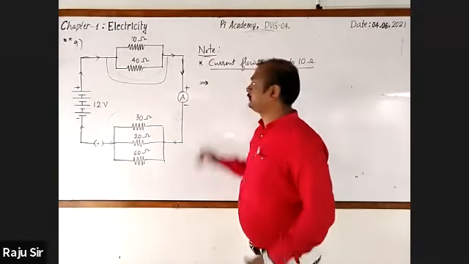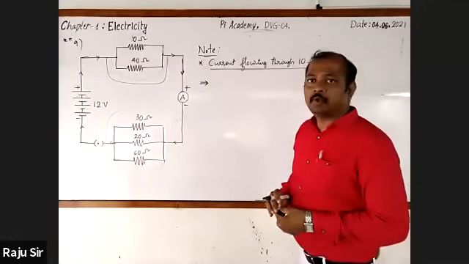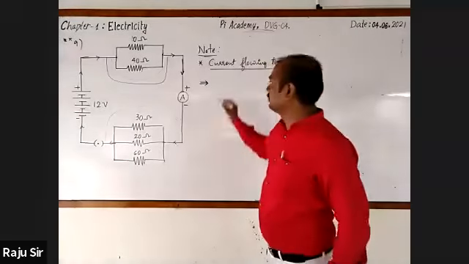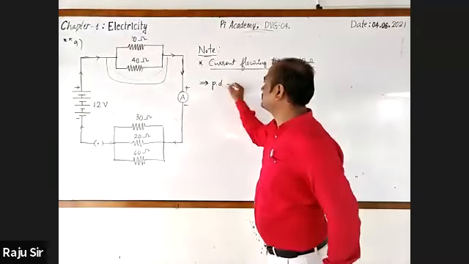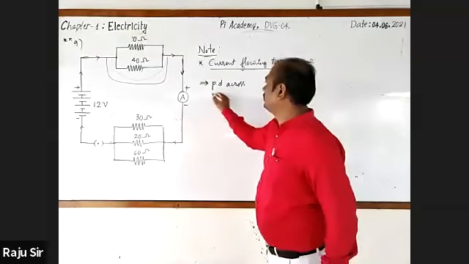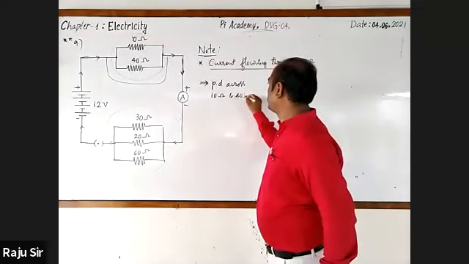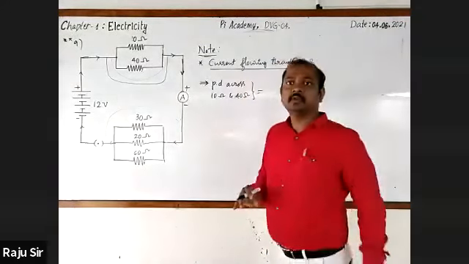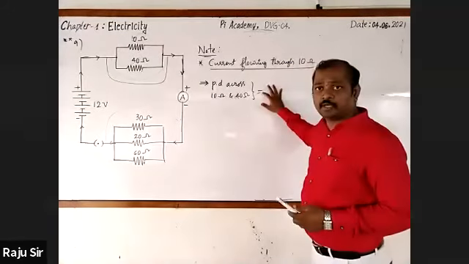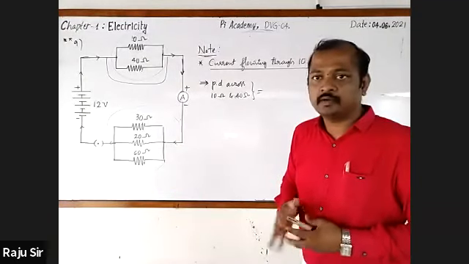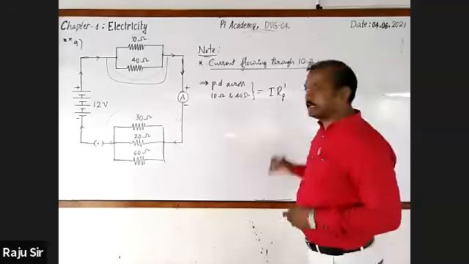Let us find out the potential difference across the 10 ohm and 40 ohm. You all know that the potential difference is V is equal to I into R. I, right? 6.6666, R P dash. Is it not?